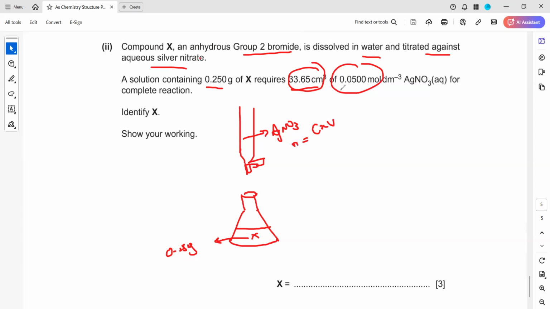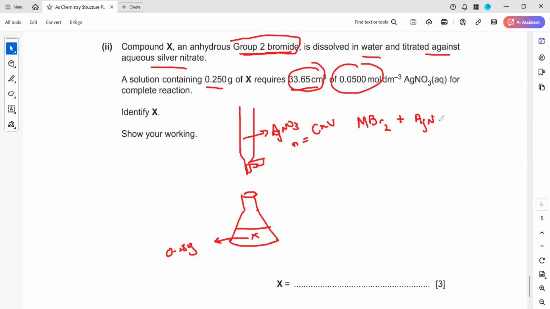Using the concentration and the volume, we'll first find the moles of silver nitrate because we want to identify X, which is a compound. How to identify this? We know a group 2 bromide is there, and group 2 has a valency of +2. So the group 2 bromide will be MBr2: a metal with valency +2 and bromine with -1.